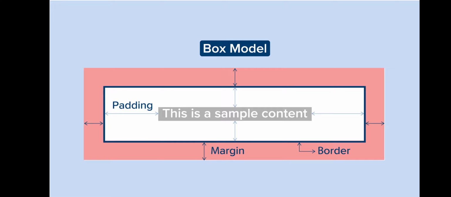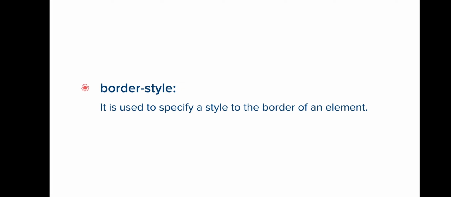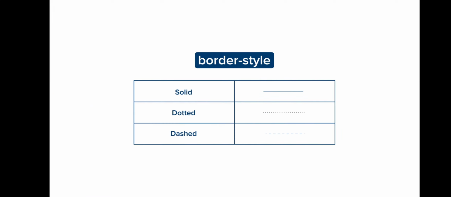Let's understand a few properties associated with borders. We will start with the border style property. This property is used to specify a style to the border of an element. The border style can be solid, dotted, dashed, or none. The default value of border style for any element is none. This means there is no border for any element.